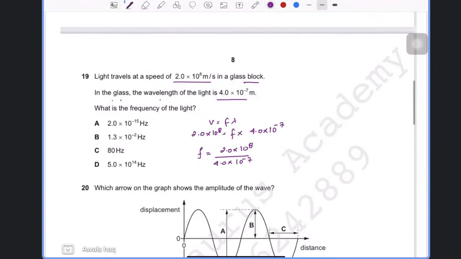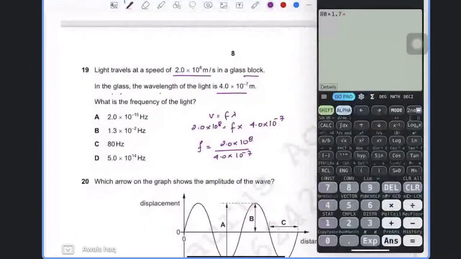And when you're using the calculator, most people make this mistake where they just write 2.0 times 10 raised to power 8, and then they divide by 4.0 and then they multiply by 10 to the power minus 7. This will give you a wrong answer. So to avoid this mistake, you have to put brackets, or simply use the exponent key. When you put the bracket, it changes the answer. So this is the answer. Otherwise you would get a wrong answer if you don't put the right brackets, all right?